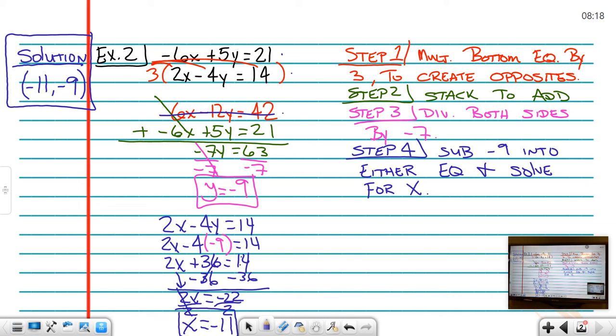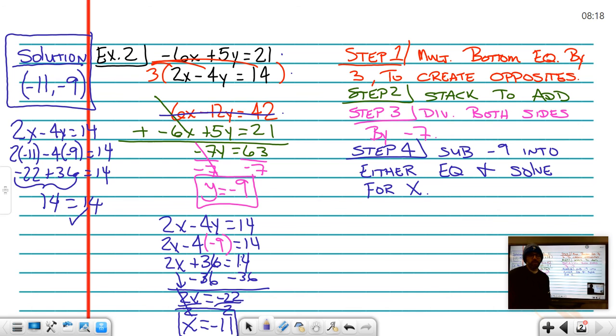And again, if you solve this and you think you're wrong, you can always take these two and sub them back in. If I sub those back in, 2x minus 4y equals 14. I'm just going to sub them in and see if they work. So 2, sub my negative 11 in, minus 4, sub my negative 9 in, equals 14. Simplify: negative 22 plus 36 equals 14. Is that right? Yeah. When I combine these, I get 14. Does 14 equal 14? Yes, that means my answer is correct. So there's always a way to check your work.